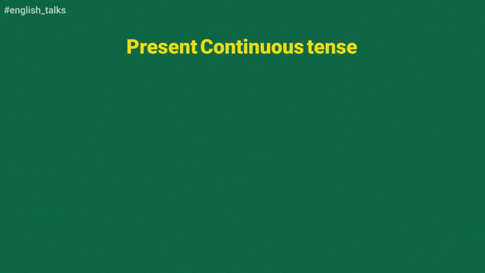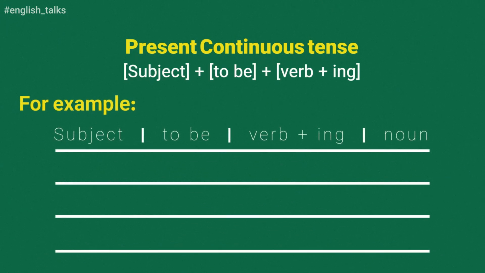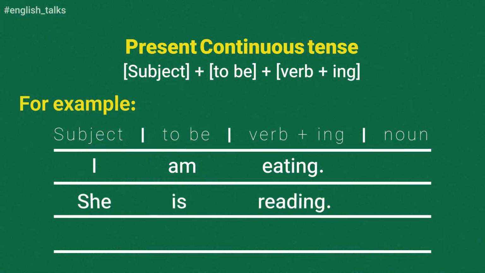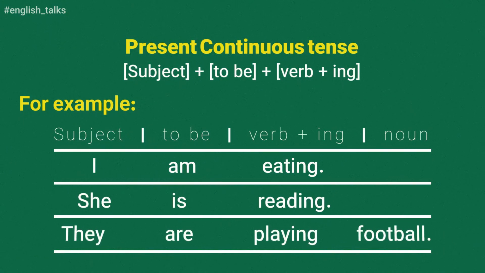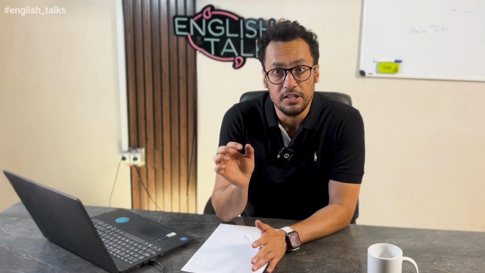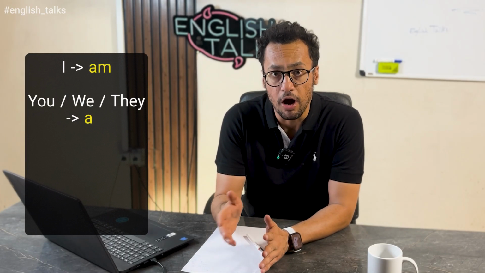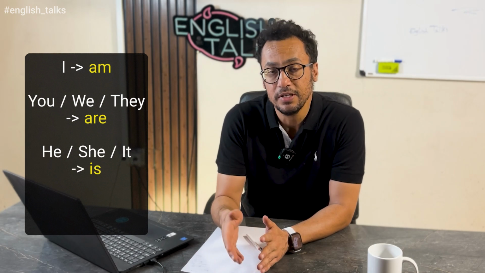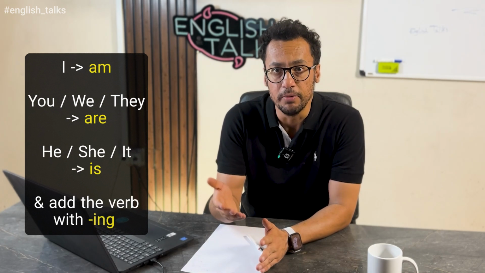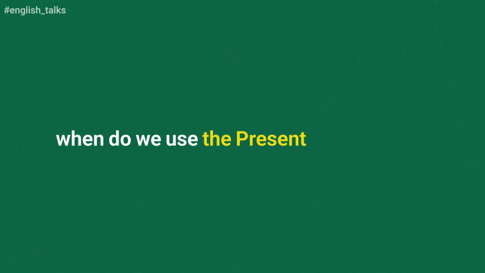Okay, let's start with the formula. Present continuous is super easy. It's subject plus to be plus verb plus ing. For example, I'm eating, or she's reading, or they are playing football. Notice the to be part changes depending on the subject: I am, you, we, they are, he, she, it is. And then we just add the verb with ing. Easy, right?